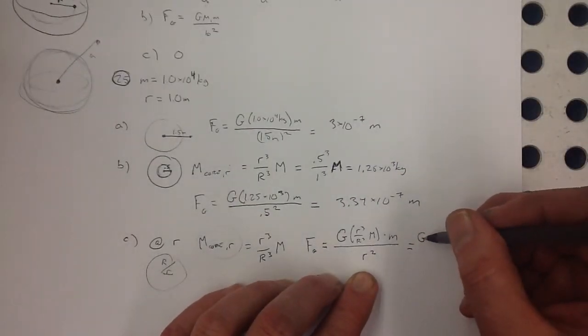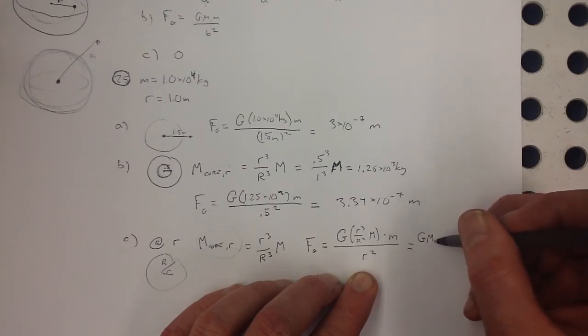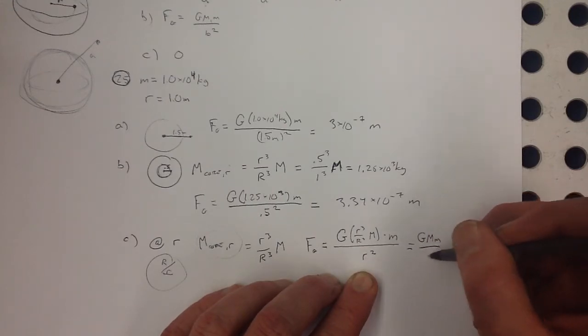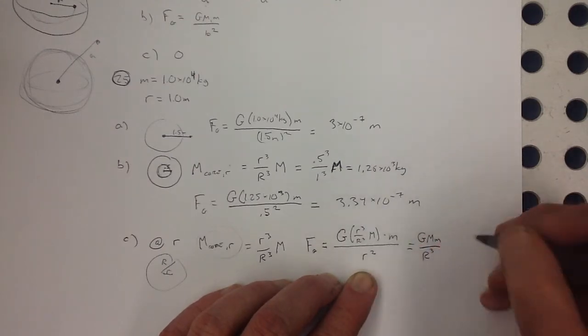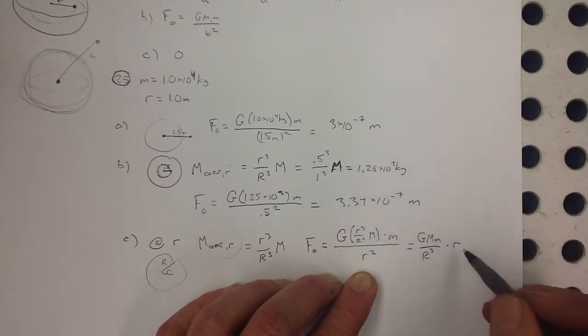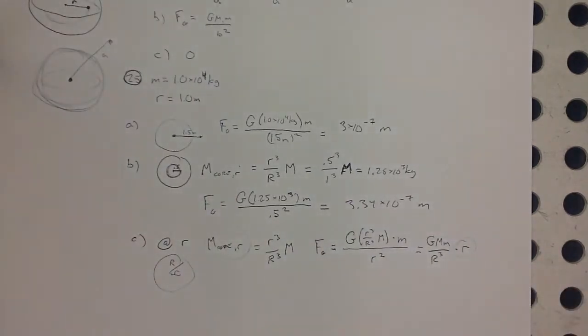That's a constant. And simplifying that, you can see that a couple of the little r's cancel out, and you get G m over R cubed, so that R cubed, and then two of these cancel, times r. So this is the only variable here. So that's interesting. It's actually linear.